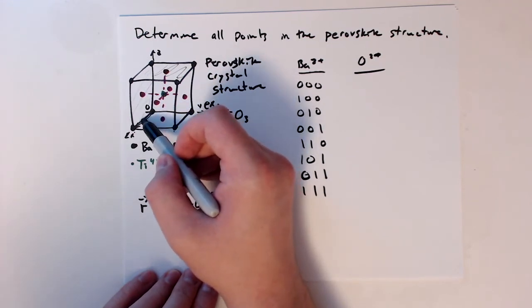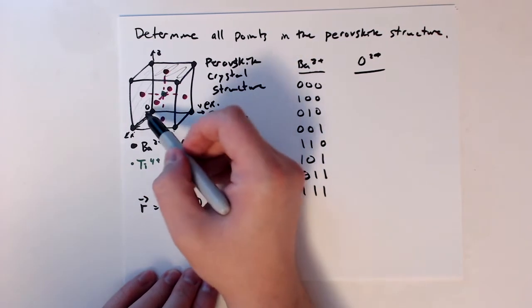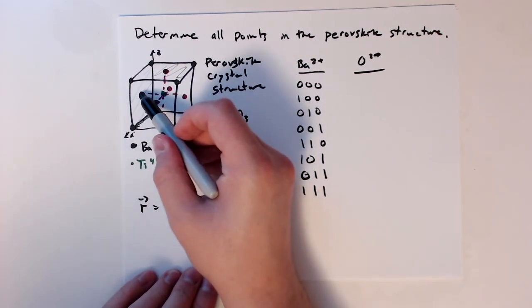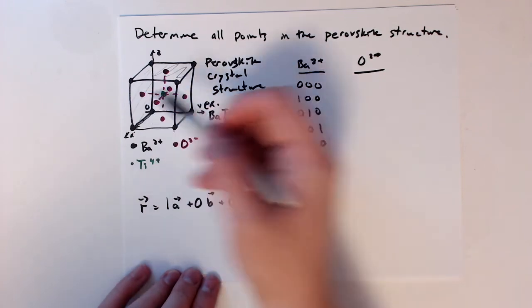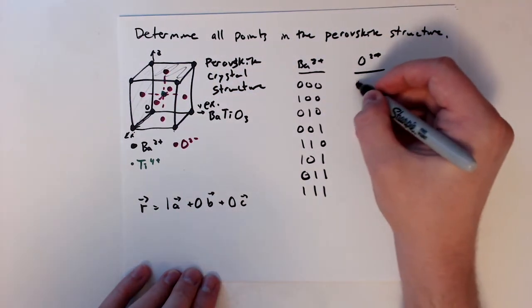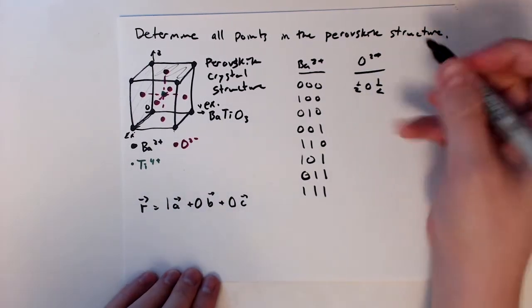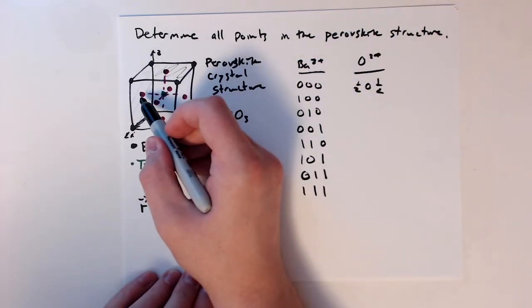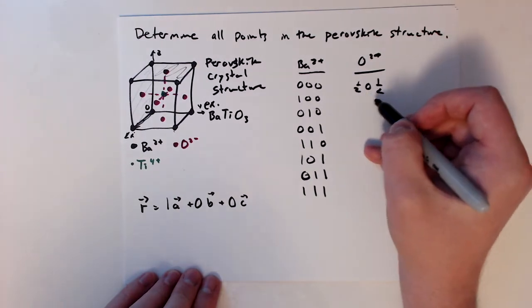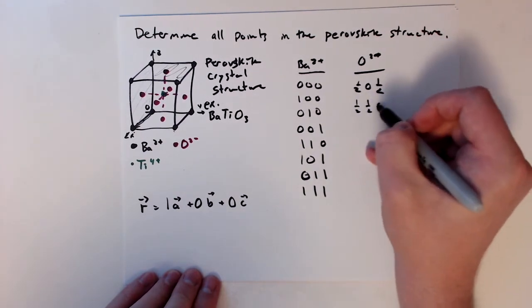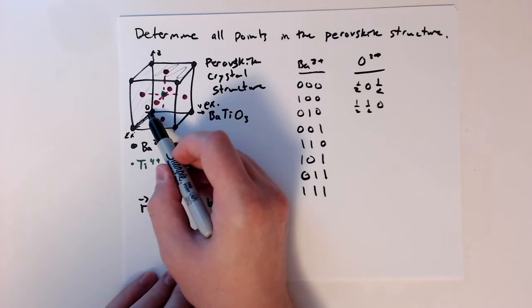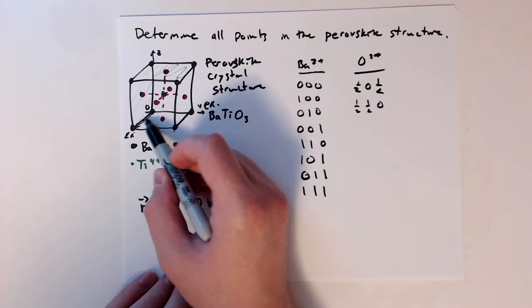So I go halfway in the x direction, 0 in the y direction because it's right on the axis, and then halfway up the z direction, right? So that would give me 1/2, 0, 1/2. So you can see that since they're in the middle of a face, there's going to be a lot of 1/2 in these indices. So I have 1/2, 0, 1/2. I have 1/2, 1/2, 0.